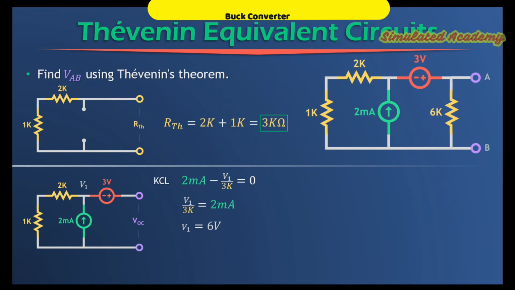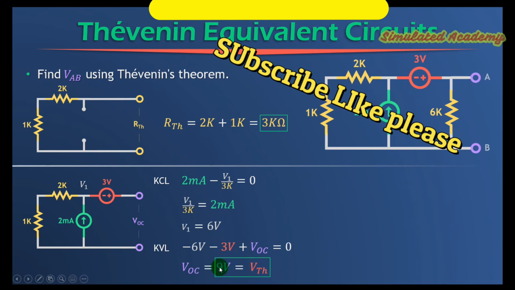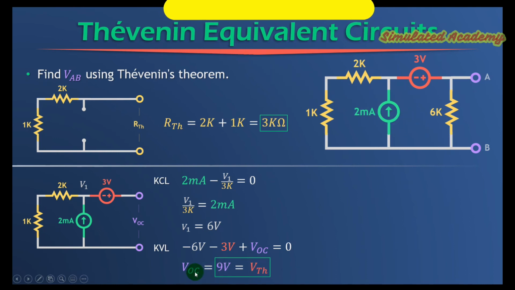So I will now apply KVL to this loop, the right hand side loop. Starting from this, here is minus and here is plus because this V1 is with the reference of this ground. So I will start with minus to plus, that is minus 6, because I'm moving from minus to plus, and here it is also minus to plus, so it will be minus 3, and the V open circuit I will get at these points. So solve this and you will get V open circuit or V Thevenin voltage, that would be equal to 9 volt.